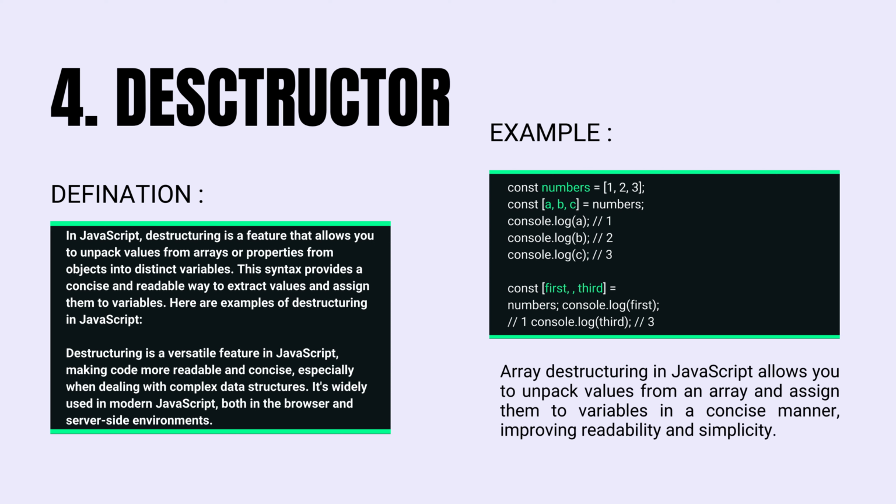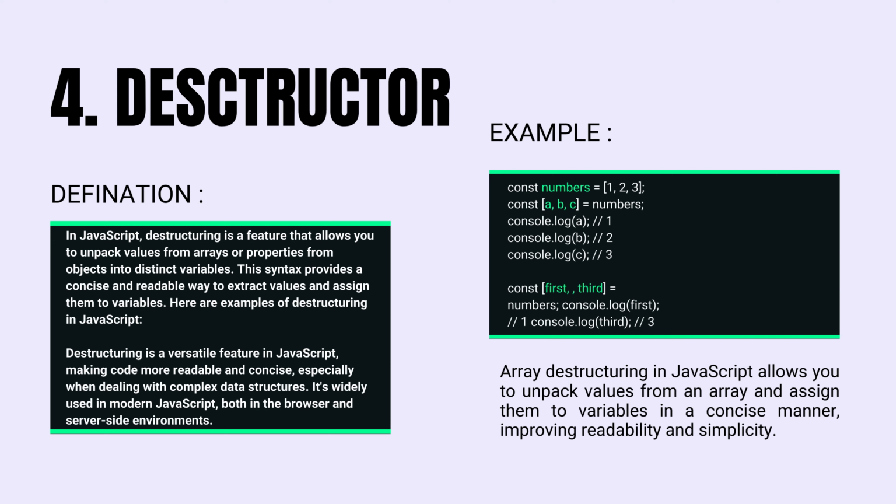4. Destructuring. Definition. In JavaScript, destructuring is a feature that allows you to unpack values from arrays or properties from objects into distinct variables. This syntax provides a concise and readable way to extract values and assign them to variables. Here are examples of destructuring in JavaScript. Destructuring is a versatile feature in JavaScript, making code more readable and concise, especially when dealing with complex data structures. It's widely used in modern JavaScript, both in the browser and server-side environments.